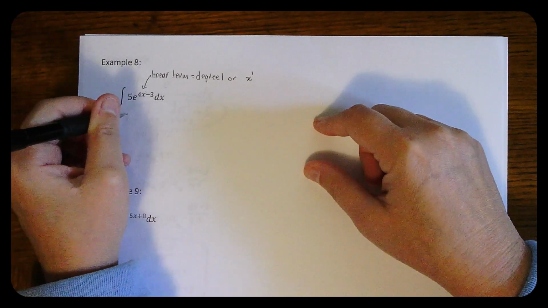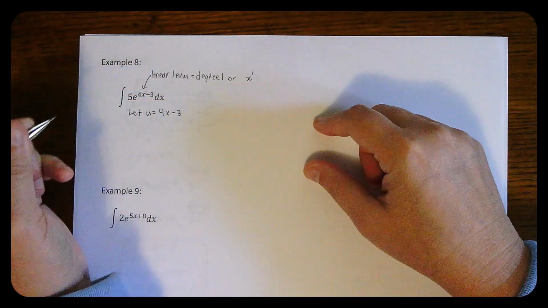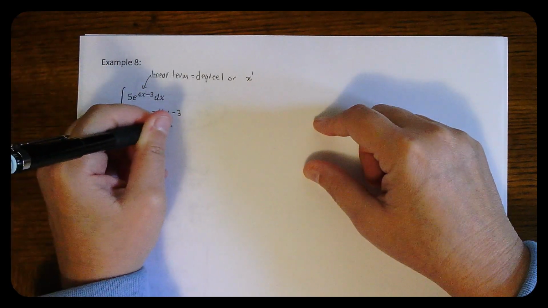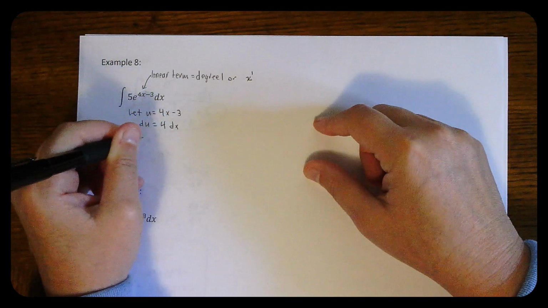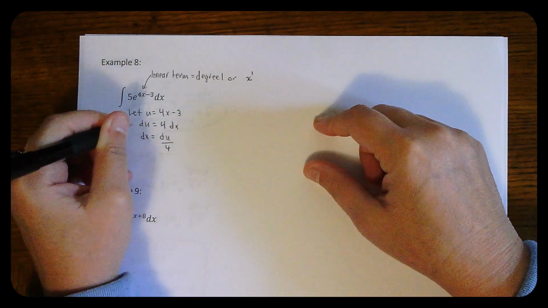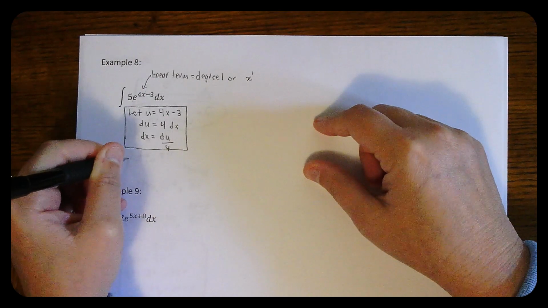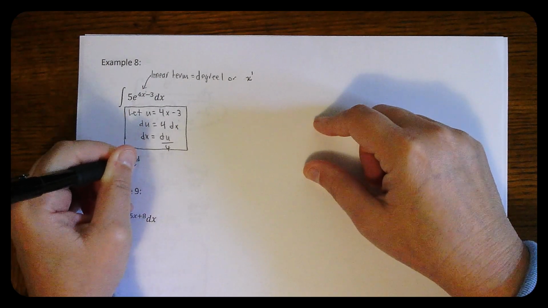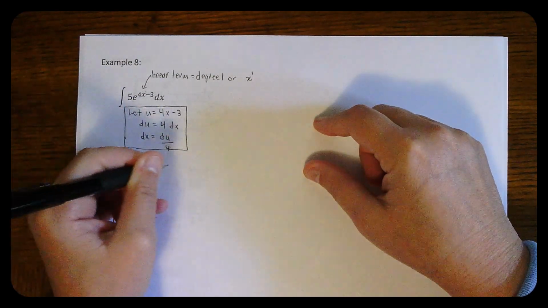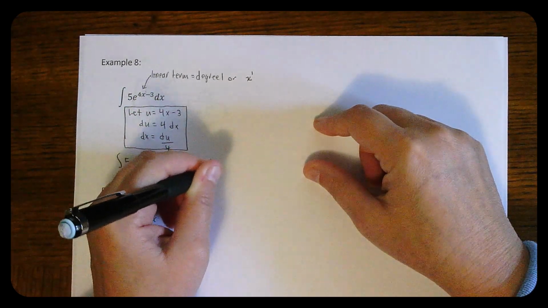So u substitution will work here, just like before. If we let u equal the power, 4x minus 3, then the derivative of u equals just the constant 4, and then dx. So if you solve for dx, that's going to be du over 4, which gets you the integral of 5 times e to the u times du over 4, which is 5 over 4 e to the u du.